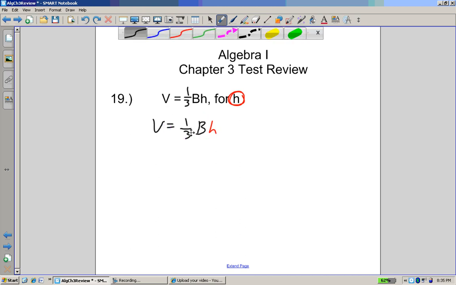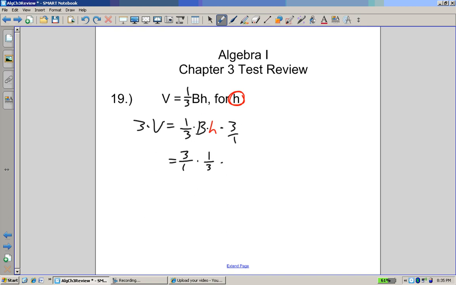So the first thing I would do is try to get rid of this fraction that's kind of annoying right now. So we're going to multiply both sides by 3. I can put this over 1, and with some commutative property of multiplication, switch this. And we have this divides to 1. So 3V equals BH.